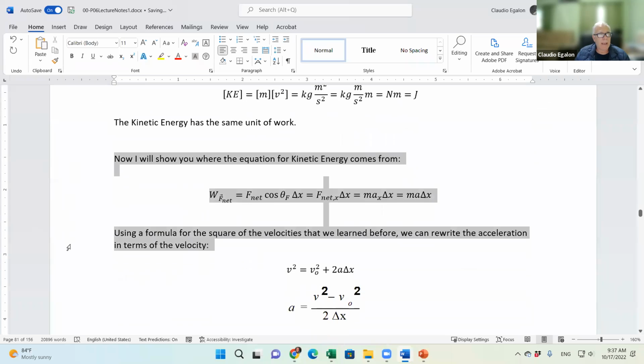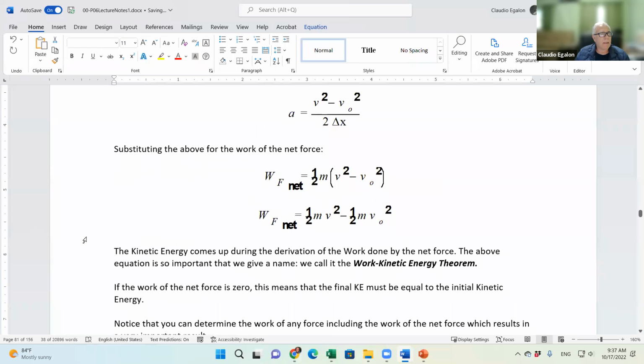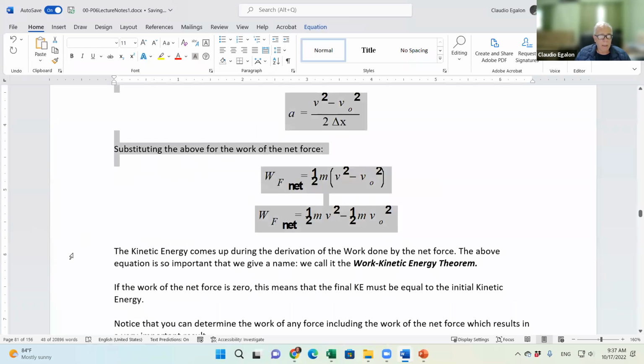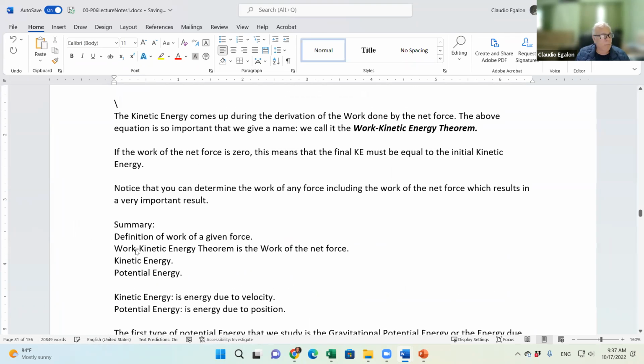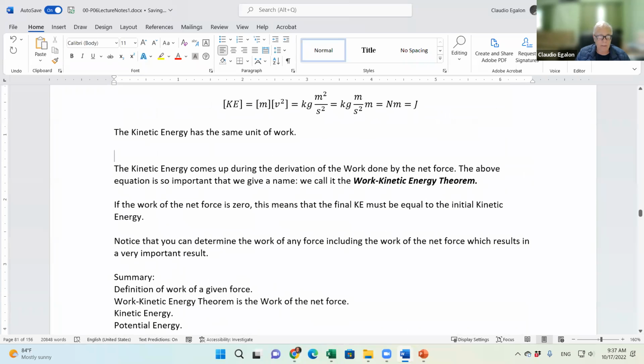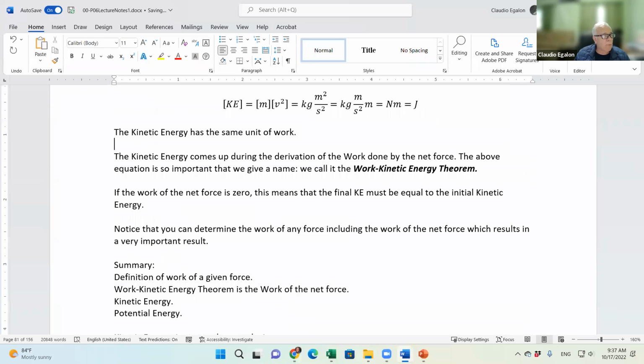We don't need that, because we already did it. So this relation is so important that we give it a name. We call it the work kinetic energy theorem. We can come up with some neat examples. What time is it? 9:35. We can still go a little bit longer. You have 15 minutes. Let me give you an example, an important practical example.